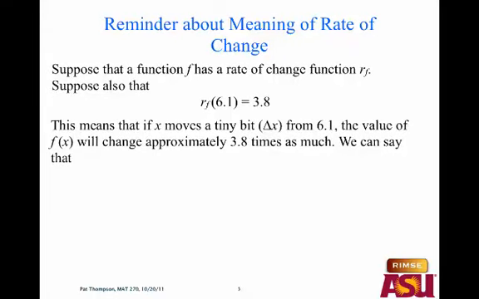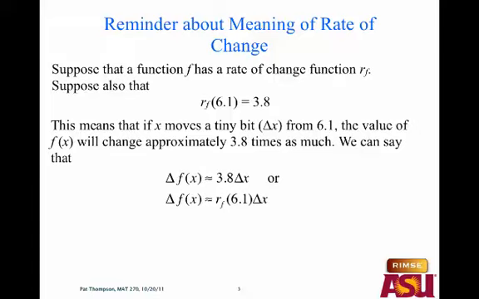Okay, so let's say f has a rate of change function, and at x equals 6.1, the rate of change of f is 3.8. We talked about this earlier. That means that if x changes a little bit from 6.1, y will change 3.8 times as much as that. That's what the rate of change value 3.8 means. So I can say that the change in output is about 3.8 times the change in x, or the change in output is r of f, 6.1 times the change in x. This is just what that rate of change value means.